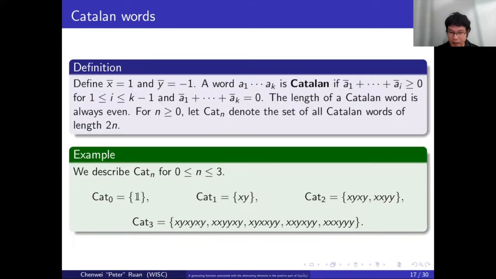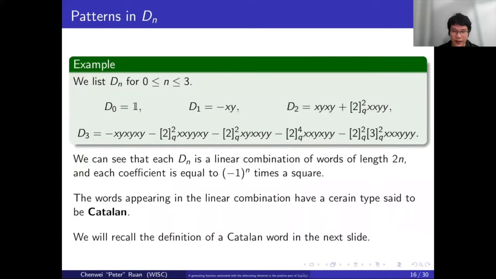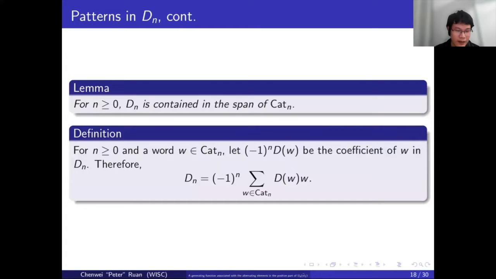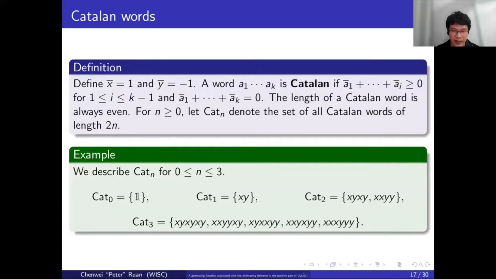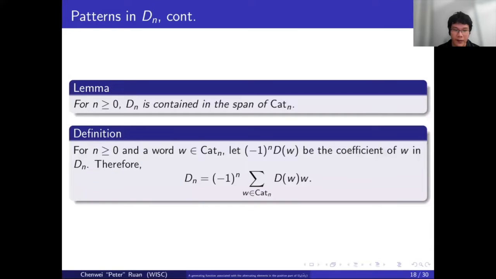They will be xy and xsyy. And the Catalan words of length 6, there are 5 of them, and they are exactly those appearing in D3. So now we have the observation that each D_n is contained in the span of Catalan words, Cat_n, in the span of Catalan words of length 2n.